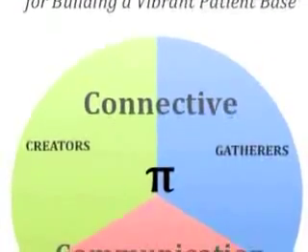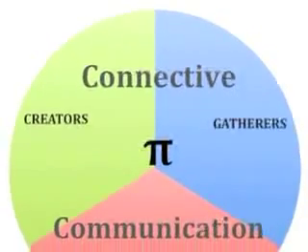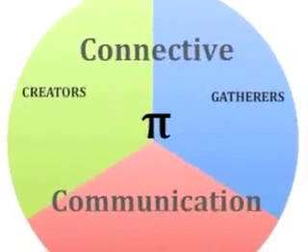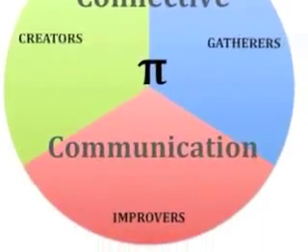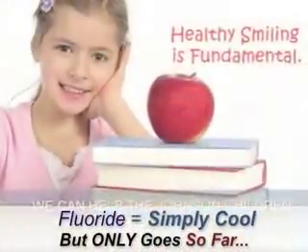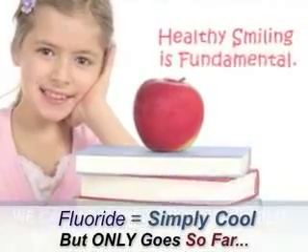And what that does, it talks about the creators, the gatherers, and the improvers. You need to look at all three of those. For the most part, gathering is the internet. And I consider the internet a lot like fluoride.